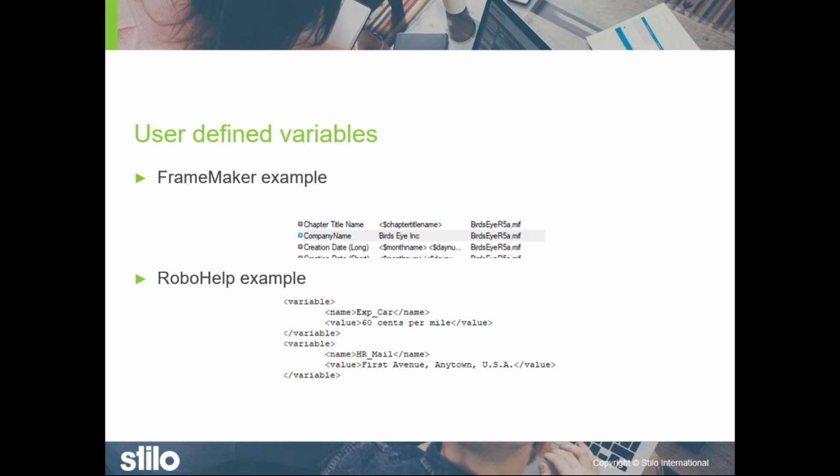Okay, so user-defined variables. So again, many input formats will have the ability to define variables. So FrameMaker does, RoboHelp does, Flare does, a bunch of them do. So in this case, I've got a FrameMaker example where I've made the company name a variable. The company I work for has changed its name several times since I've been with it, and 2 or 3 times before that. So company name as a variable isn't a stretch. And the RoboHelp example, I've just shown a couple of examples of variables that are coming from the variables file in RoboHelp.